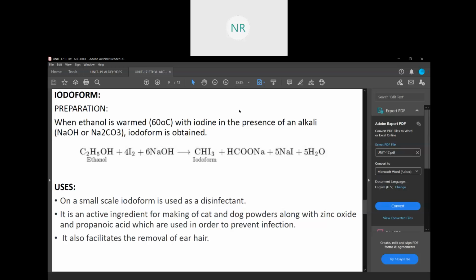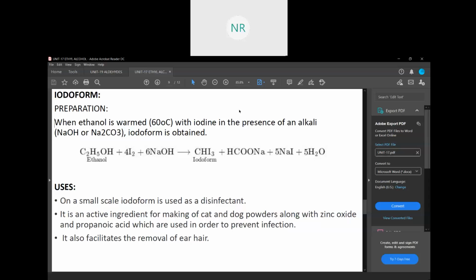If you are writing the answer for the preparation of iodoform and you do not write that it is heated to 60 degrees Celsius, and you are just writing the reaction, it is wrong. What you have to include in the reaction is 60 degrees on top of the arrow, indicating that it is heated, that the reaction is occurring at 60 degrees Celsius, not at average room temperature.